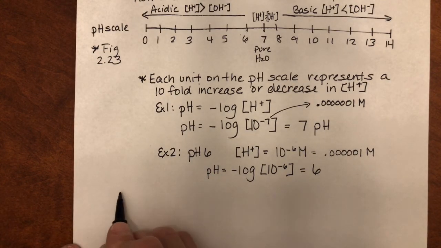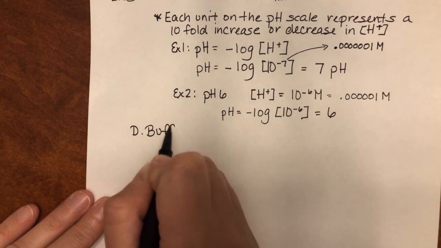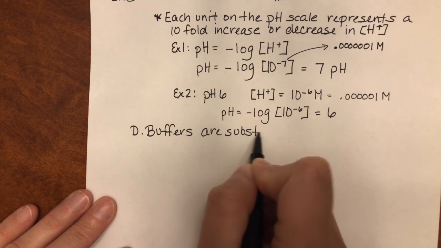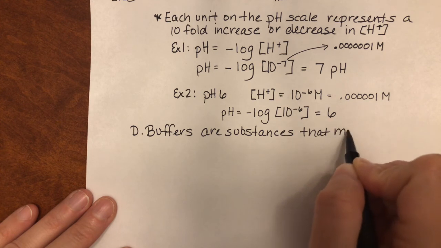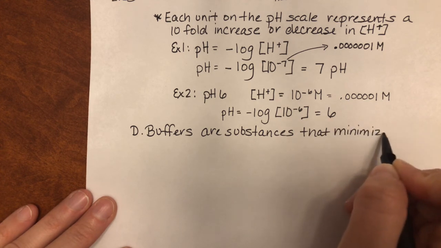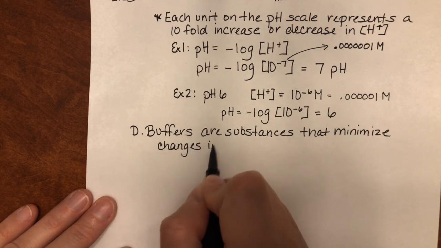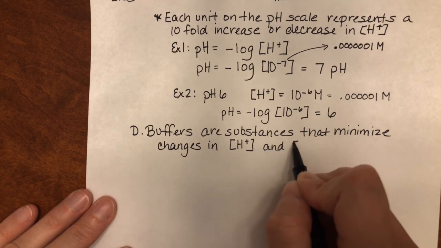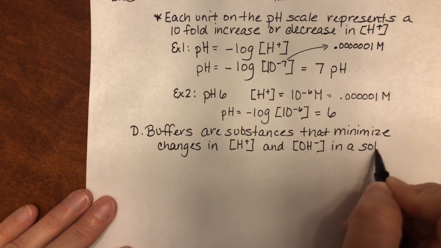So therefore, oftentimes in living things, this is our last letter here, letter D, there are things called buffers. Buffers are substances that minimize changes in the H plus concentration and hydroxide ion concentration in a solution.